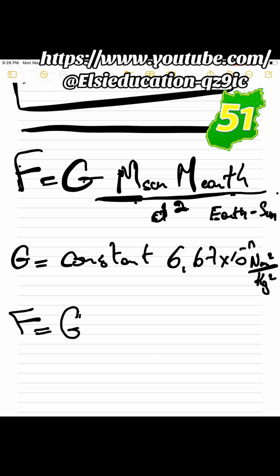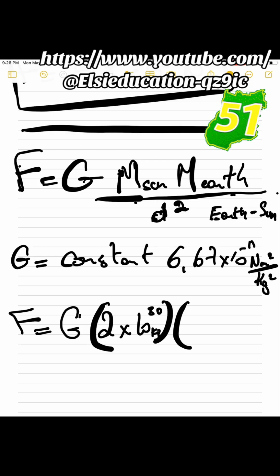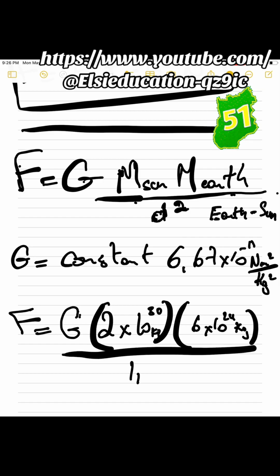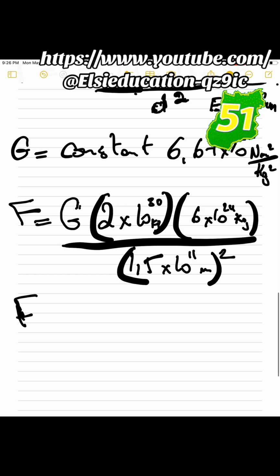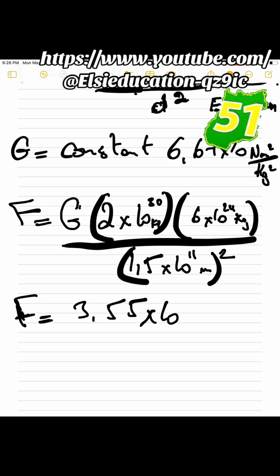The mass of the sun is 2 multiplied by 10 to the power of 30, this is in kilogram. The mass of Earth is 6 multiplied by 10^24 kilogram, divided by distance between them, that's 1.5 multiplied by 10^11 meter squared. So that force is equal to 3.55 multiplied by 10 to the power of 22 Newton.